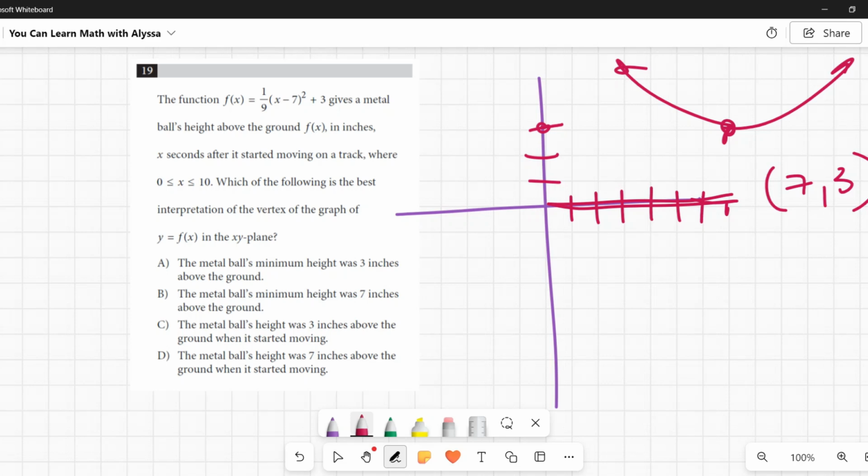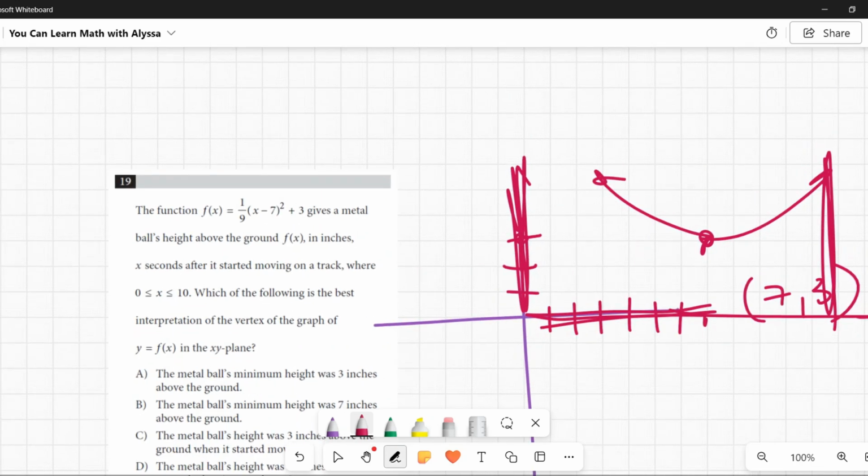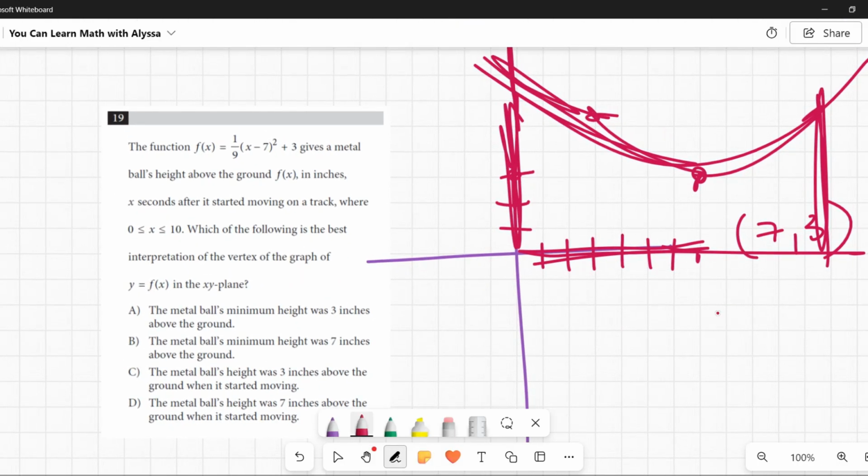And we're also told it's where x is between 0 and 10. So it's starting here, and it's going to 10. It's about like there. Okay. And it's going to cross. I don't know where it's going to cross, but it's starting there. And this is what's happening to this metal ball. Right, so which of the following is the best interpretation of the vertex of the graph, this 7, 3?